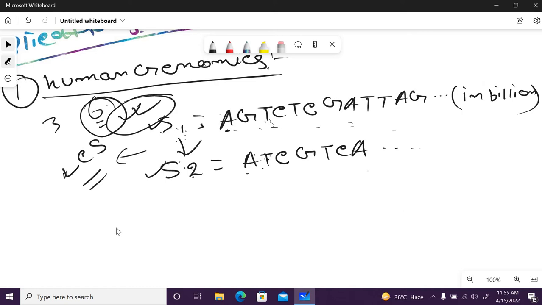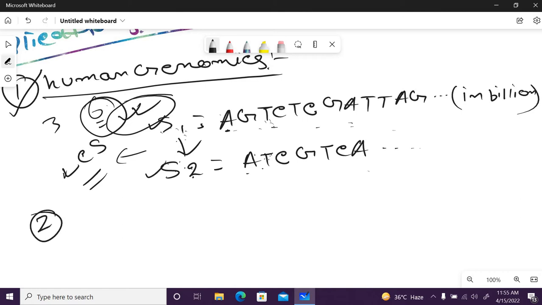Okay. So using the longest common subsequence algorithm, we can very easily solve this problem. We'll see what the algorithm is and how to solve it. I've just given some idea of what the longest common subsequence is, and using this algorithm, we can find various applications. For example, here it is human genomics.